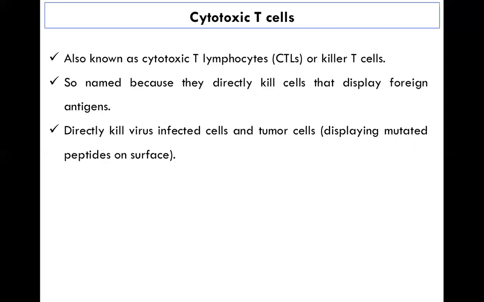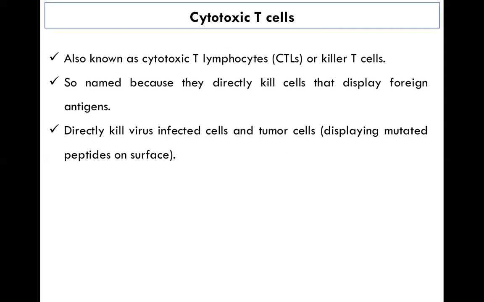That Th1 subset releases a special kind of cytokine called interleukin 2, and that interleukin 2 sends the message to the CD8 positive T cells. As a result, CD8 positive T cells get differentiated into toxic T cells, or what we call cytotoxic T cells, and because they are going to kill the pathogens, they are also known as effector T cells.